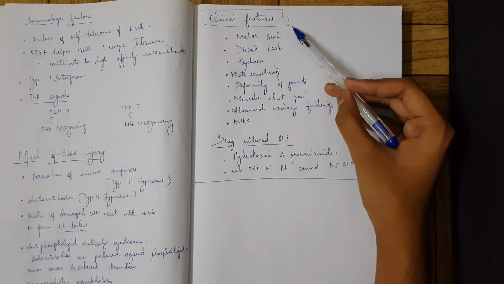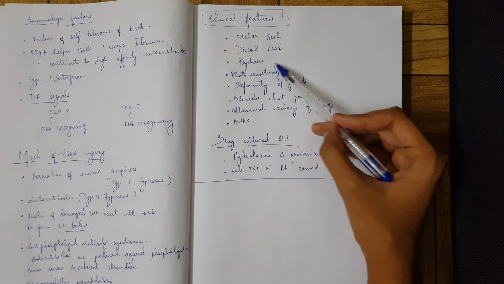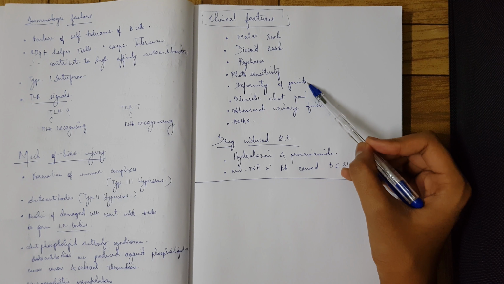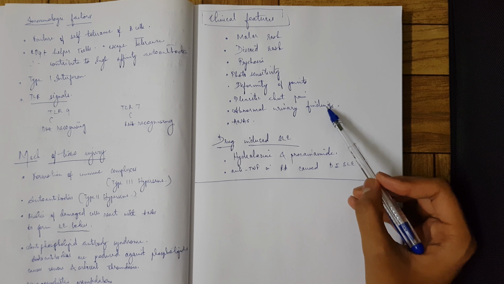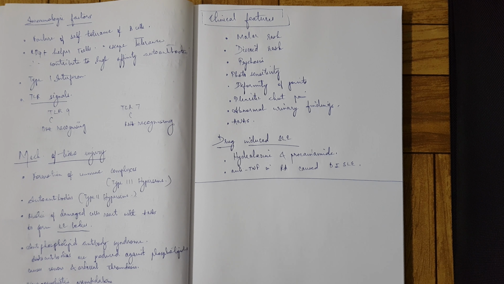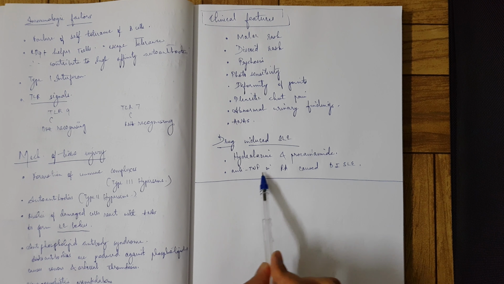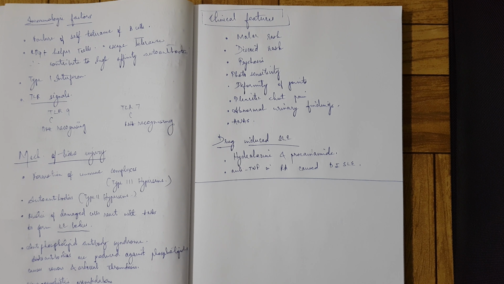Let's look at the clinical features of SLE. The main clinical features are malar rash, discoid rash, psychosis, photosensitivity, deformities of one or more joints, pleuritic chest pain, abnormal urinary findings, and ANAs are produced. For drug-induced SLE, two drugs which cause it are hydralazine and procainamide. Anti-TNF therapy in rheumatoid arthritis also causes drug-induced SLE.